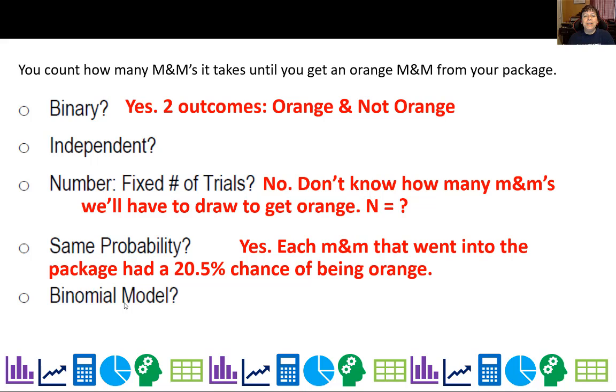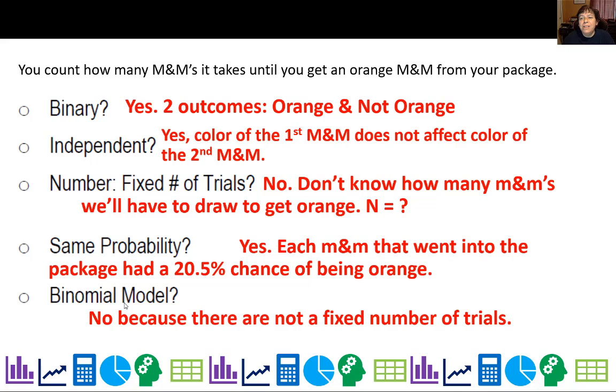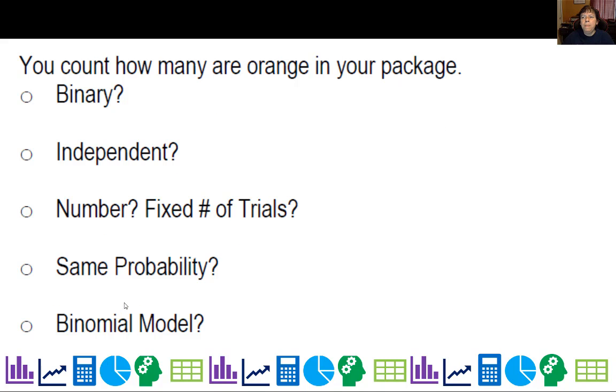Is it the same probability? Yes. Each M&M that went into the package had a 20.5% chance of being orange, but it's not the binomial model. But the M&Ms were independent. I mentioned that earlier. So if you're trying to say, ooh, how many times till I get, that's not a binomial model. You need a fixed number of trials. How about you just count how many are orange in the package?